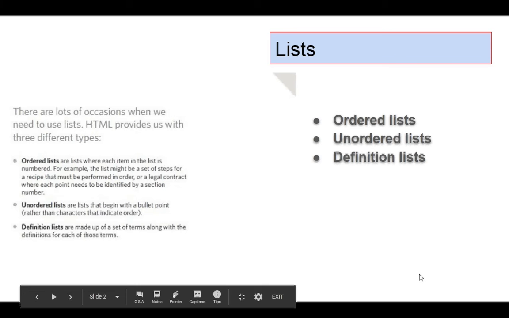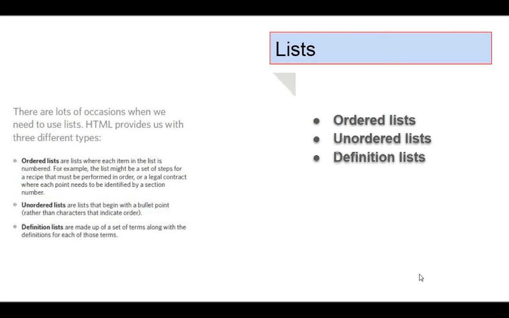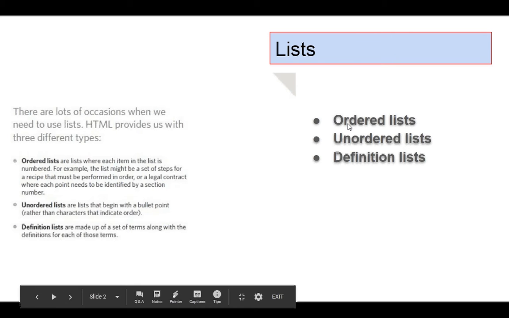So what are ordered list, unordered list, and definition list? As you know, in HTML on many occasions we need to use lists, for example, bullets, numbers, etc. Ordered lists are lists where each item in the list is numbered. So if each item needs to be numbered, then we use the ordered list tag. An unordered list begins with a bullet tag.